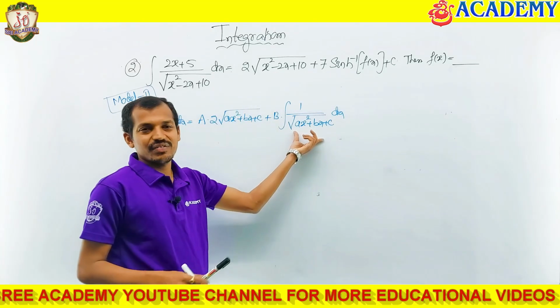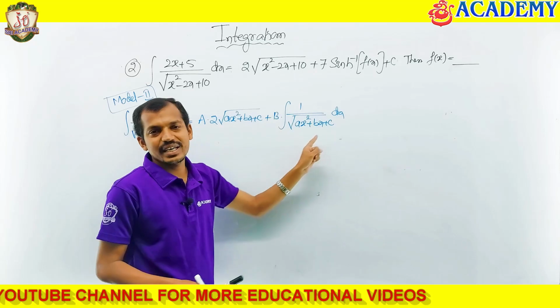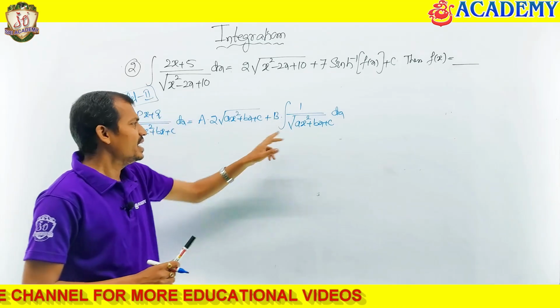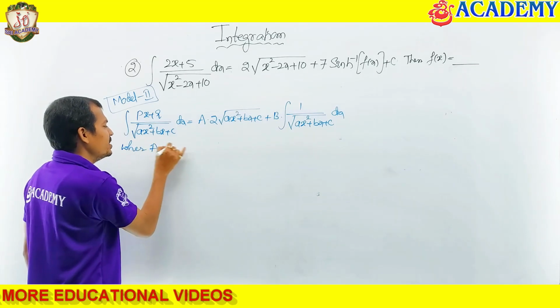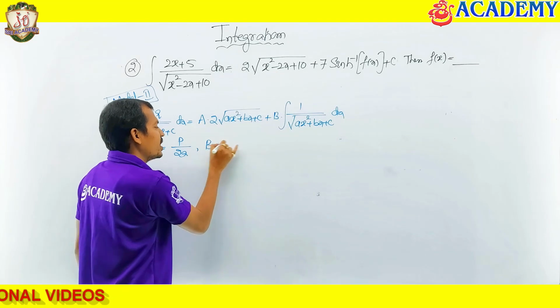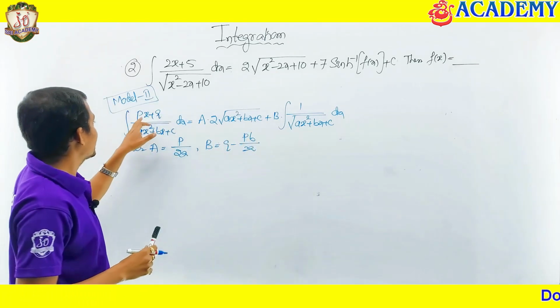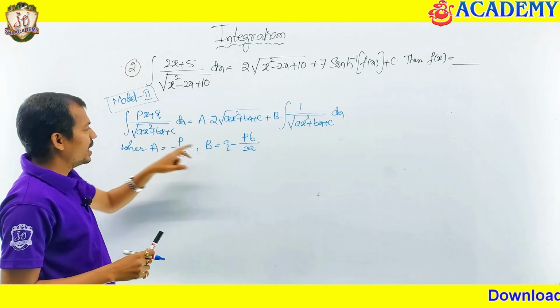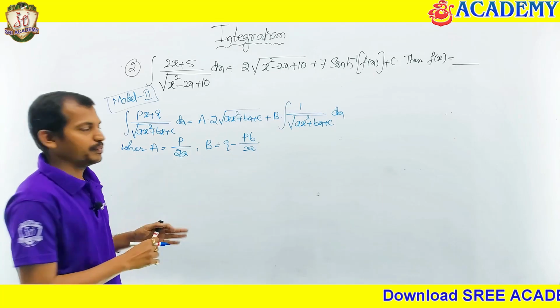This is now the 9th standard form. We will convert with this form. We are going to have integration directly by using the 9th standard formulas, right? Here, a value is p by 2a and b value is q minus pb by 2a. That is p by 2a, and q minus pb by 2a.